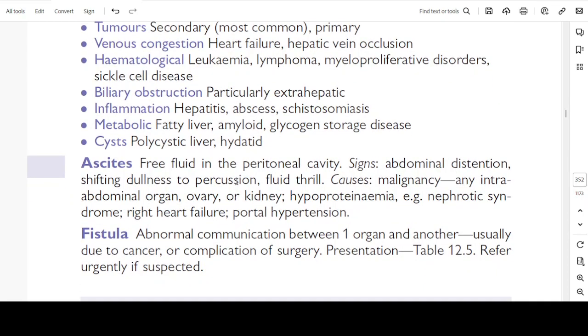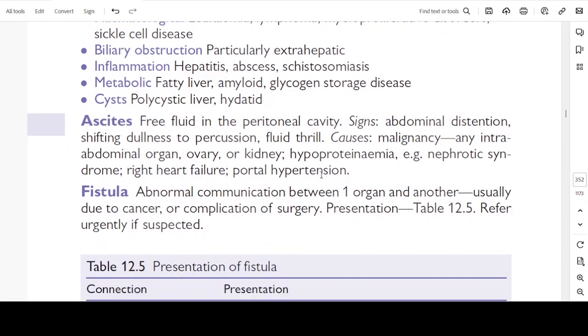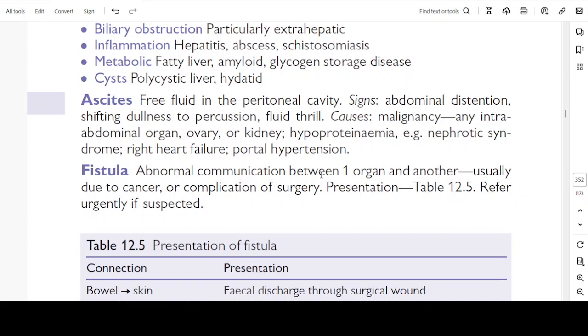Ascites is free fluid in the peritoneal cavity. Signs: abdominal distension, shifting dullness to percussion, and a fluid thrill will be there. Causes are malignancy, any intra-abdominal organ malignancy, ovarian cancer, renal cancer, hypoproteinemia, for example when there is nephrotic syndrome, or right heart failure, portal hypertension.